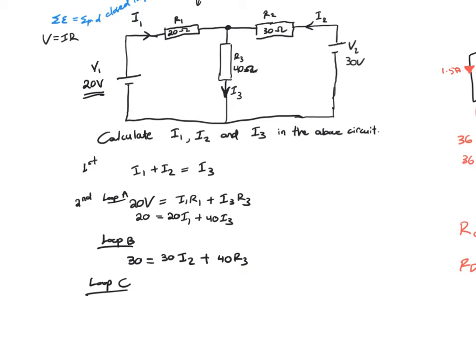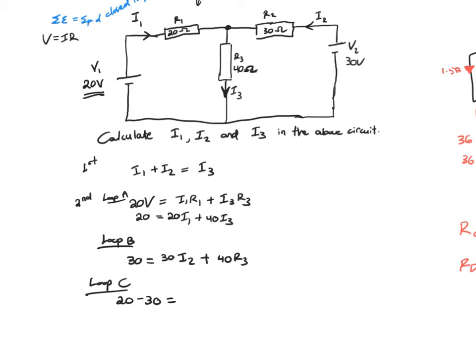So what I have is 20 volts for the sum of potential difference, plus minus 30 volts because it's in the opposite direction. You have positive to positive, which means they're facing in different directions. You have to take them away. So that will be 20 minus 30 for the sum of EMF. Once again, I remind you, this is Kirchhoff's second law.